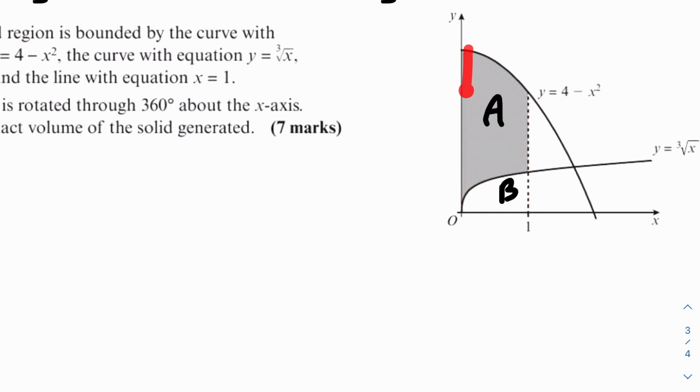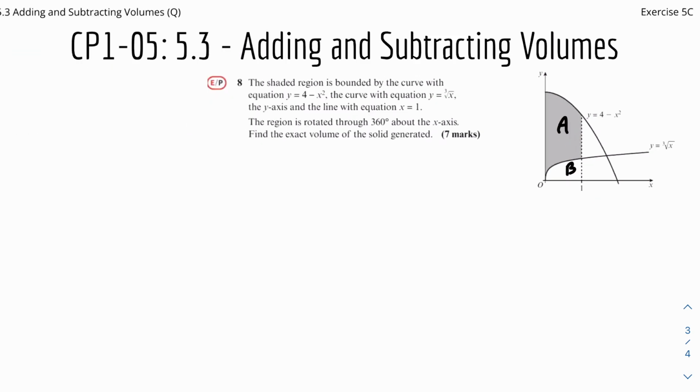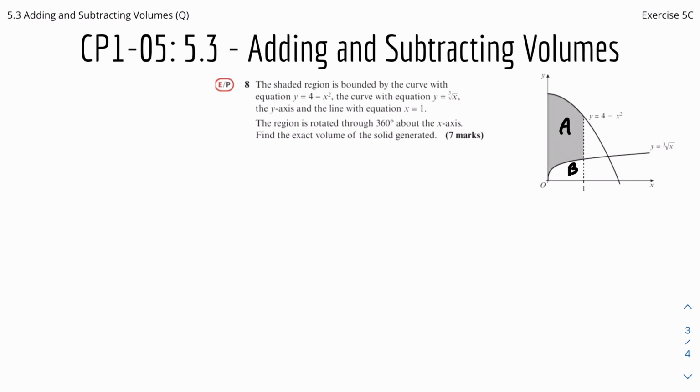So to find the volume of the shaded region, we just have to do the volume of A, which is the whole thing, minus the volume of B, which is this small thing, which takes away this part, and it leaves us with this part right here, which is what we need to find, right? So let's just find the volume A first.